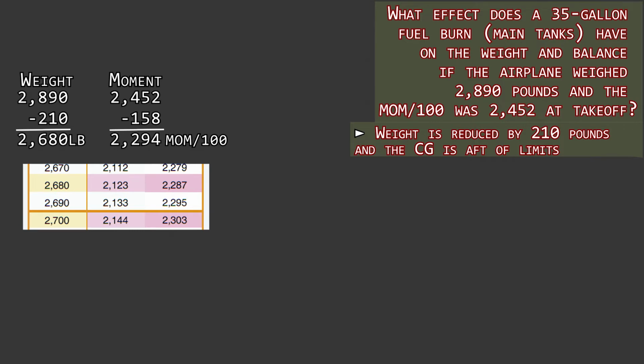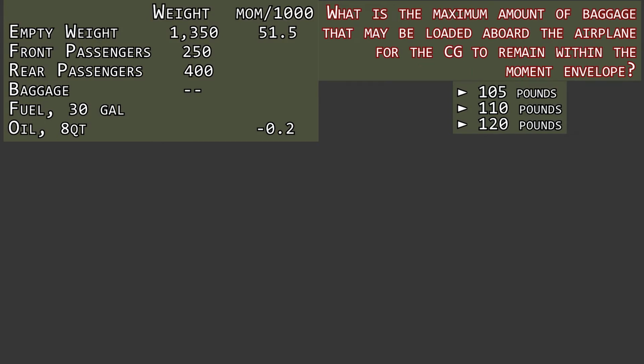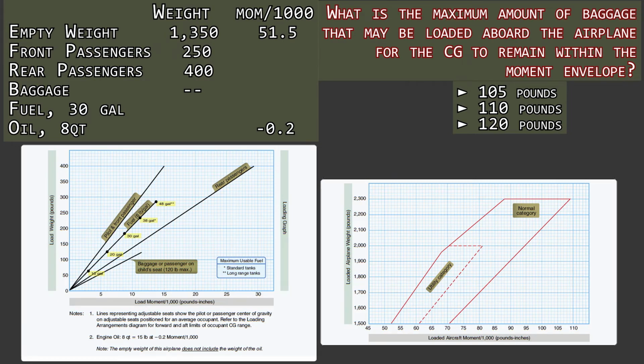Hopefully I'm not going too quick and this is all making sense. Here's another question. What is the maximum amount of baggage that may be loaded aboard the airplane for the center of gravity to remain within the moment envelope? This question is a little bit different in that we have a graph instead of a table, and that the moment is divided by 1,000 instead of 100 like in the last one.